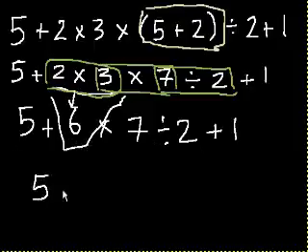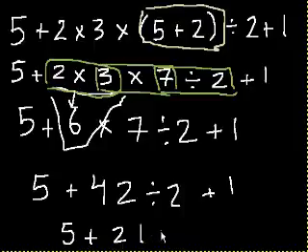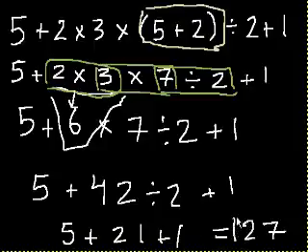So it's 5 plus 6 times 7, 42, divided by 2 plus 1. And now all we have left is the division, because once again, we do the division before addition and subtraction. What's 42 divided by 2? It's 21. So 5 plus 21 plus 1. These are all the same level, so we could do 5 plus 21 plus 1, or we could do 1 plus 21 plus 5. It doesn't matter. But 5 plus 21 is 26, plus 1 is 27. And we are done. 27.